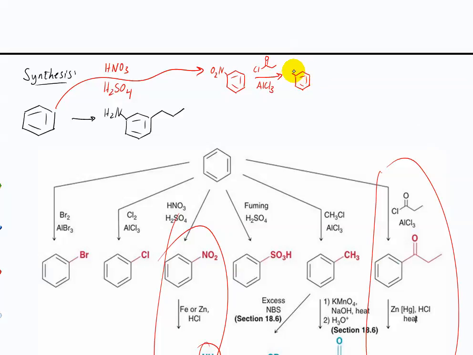Okay, so you want to make sure both of these things are on before you do any reductions, because those reductions end up turning meta-directors into ortho-para directors. Now both things are on there. It doesn't matter which one we do when. We need to reduce. You may be able to even do this all in one step.